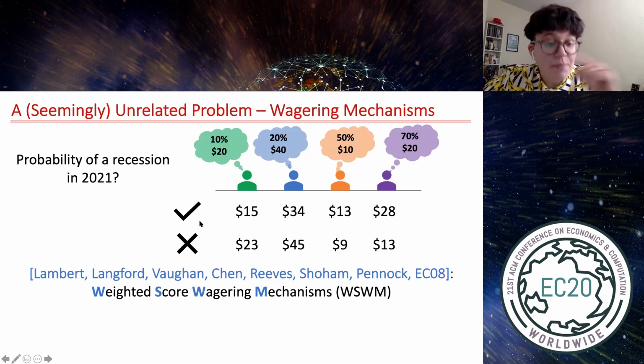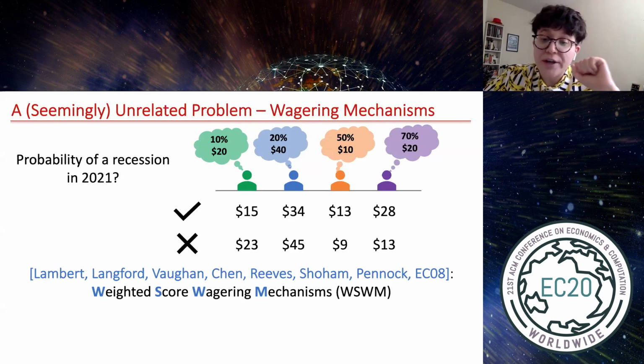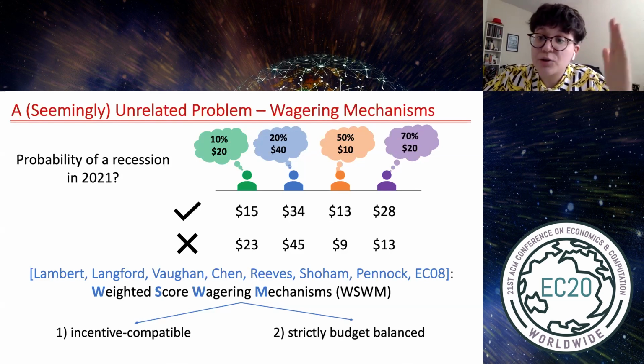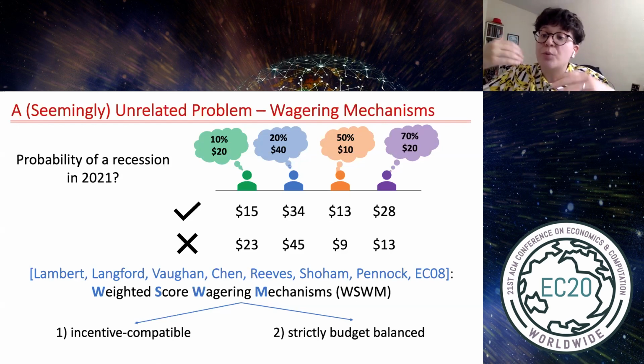Now, in a seminal paper, Lambert et al. in EC'08, suggested the family of weighted score wagering mechanisms, which satisfy two very important properties. On the one hand, they are incentive compatible, and on the other hand, they are strictly budget balanced. And what does this mean? It means that the amount of money that the mechanism designer collects in the form of wagers prior to the run of the mechanism is exactly equal to the amount of money that the mechanism designer gives back to the forecasters in the form of payments.